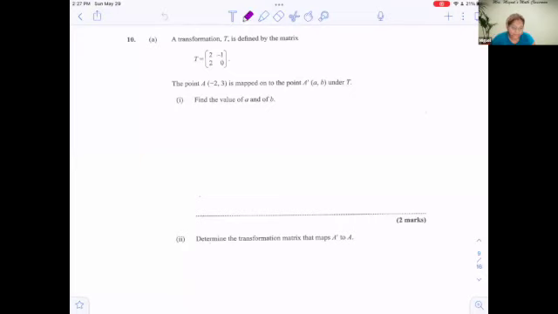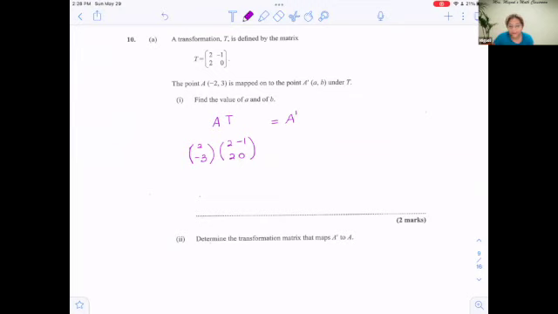So we are going to take the point A. We are going to multiply it by the transformation, and we are going to get the image A prime. So we have 2, -1, 2, 0. We need to know which one comes first, whether it is the transformation or the point.